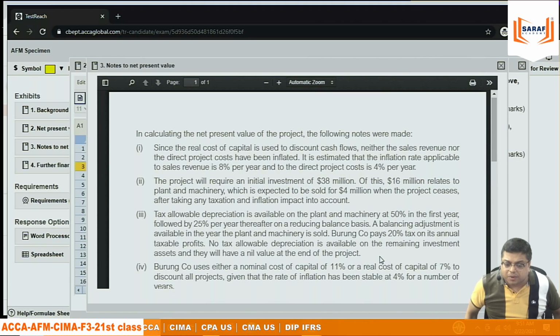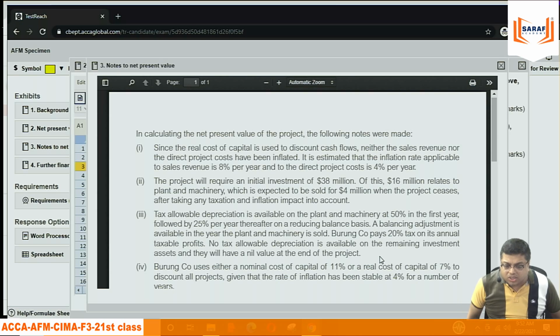In calculating the net present value of the project, the following notes were made. Since the real cost of capital is used to discount cash flows, so 7% is real. Neither the sales revenue nor the direct project cost have been inflated. It is estimated that the inflation rate applicable to sales revenue is 8% and to the direct project cost 4%. So that is wrong. If the inflation rate on sales cost and everything is the same, then you can do the calculation based on real rate.